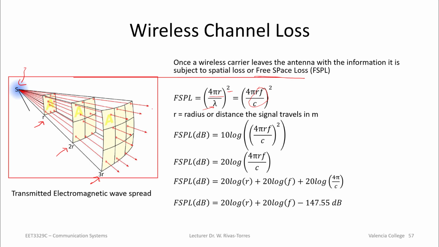We can, and we normally do, express free space loss in dB. I'm not going to go through all the equations and how we process these, but the bottom line is there is a constant term at the end. So at the end of the day, the free space loss depends on both the distance, r, and the frequency. Those are the important parameters.